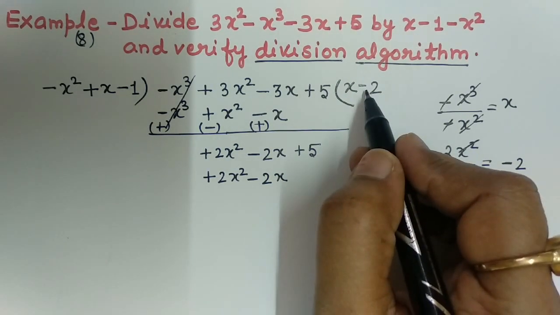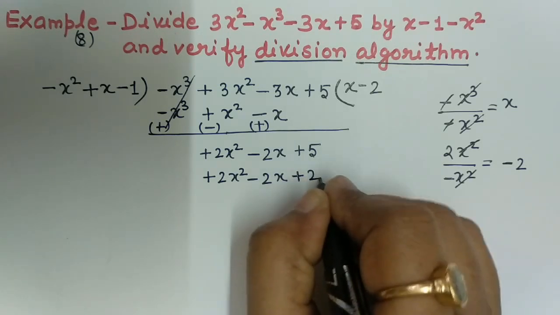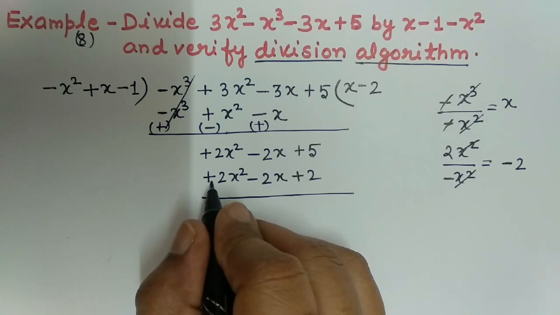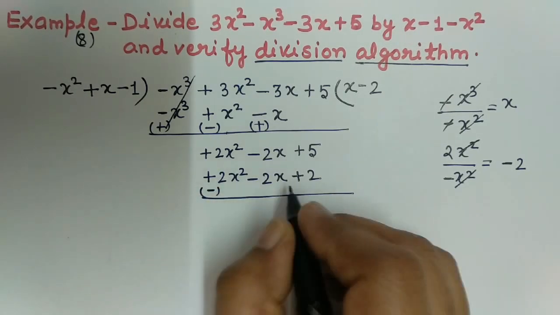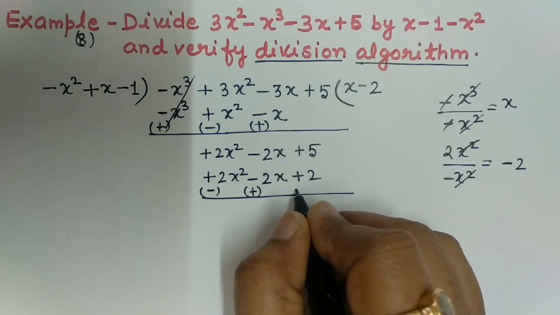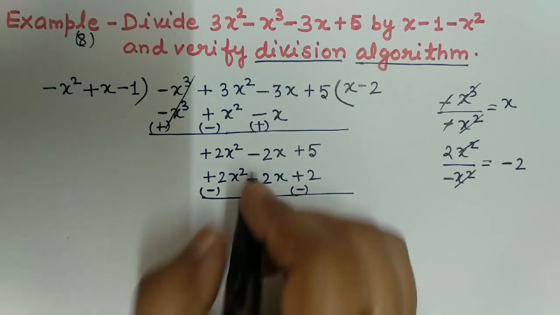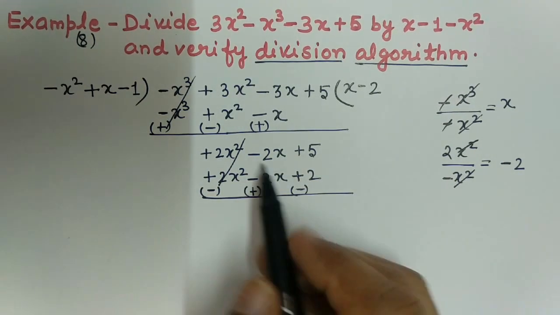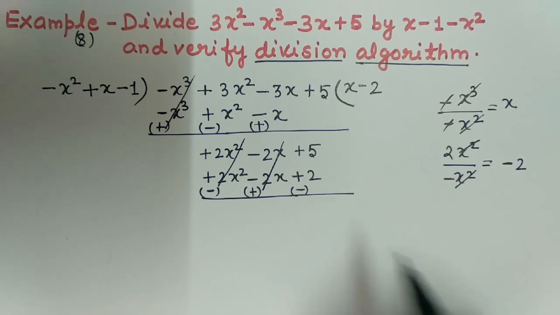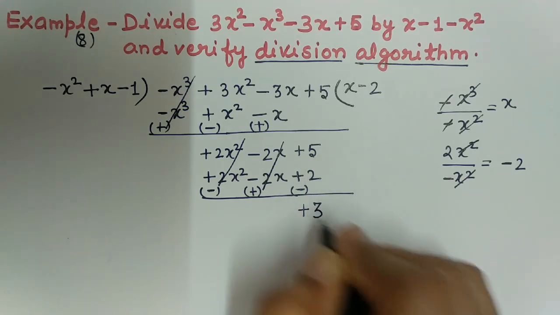When you multiply this minus 2 with this minus 1, you will get plus 2. Now I will subtract. So this plus sign will become minus, this minus sign will become plus, this plus sign will become minus. This is plus 2x square, this is minus 2x square, so they will cancel out. This is minus 2x, this is plus 2x, so they will cancel out. This is plus 5, this is minus 2, so you will get plus 3.